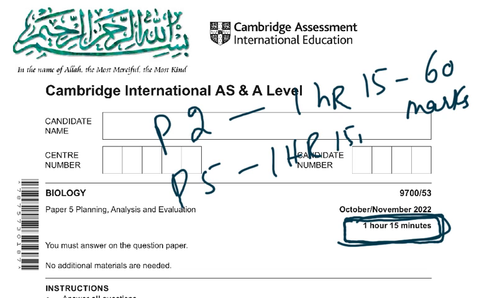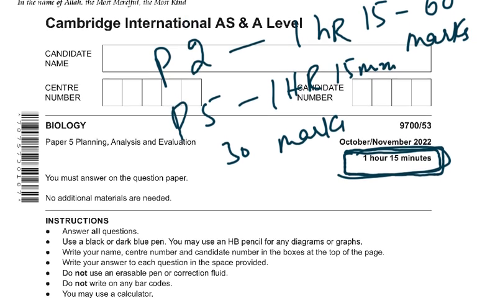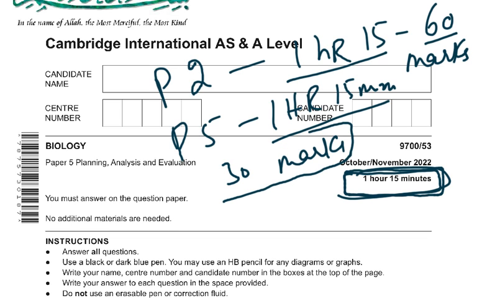But look at the marks. The marks are only 30 marks. Now, why is this? Why have they given you only, this paper is for 30 marks. Why have they given you the same time for less marks? So paper 2, 1 hour 15 minutes, 60 marks, but paper 5, 1 hour 15 minutes, 30 marks, so that you can really read the question, understand the question. It's more of a thinking paper. So you need to think a lot.